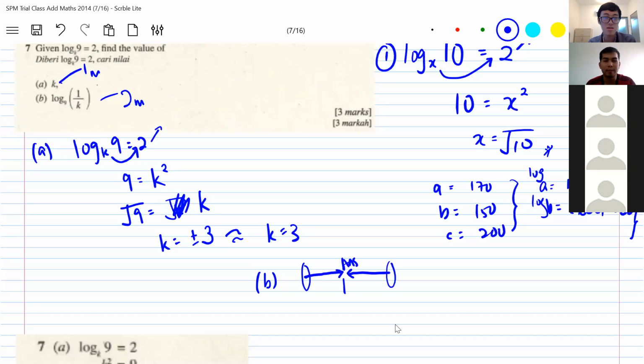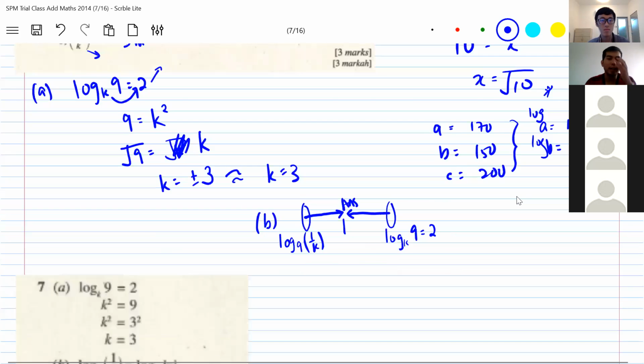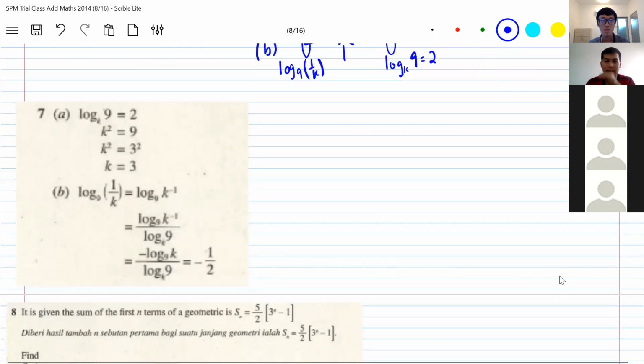In this case, the first part will be log base 9 of 1 over k, the question itself. You want to find the answer given in the question: log base k of 9 is equal to 2. Let's see how we can work from both sides.